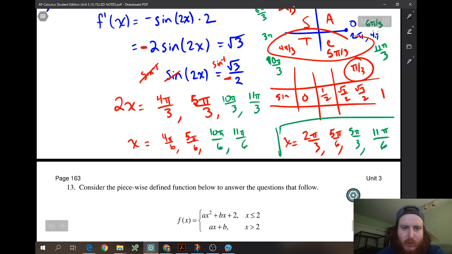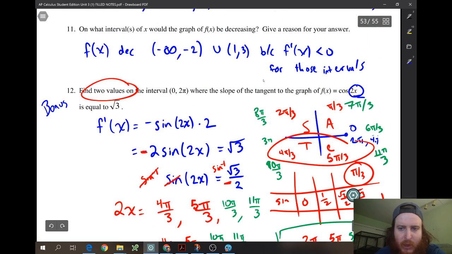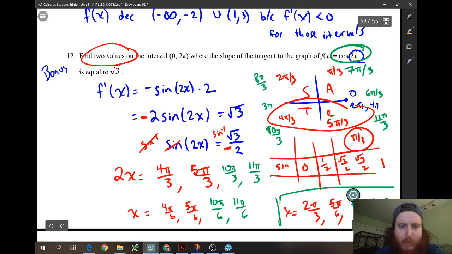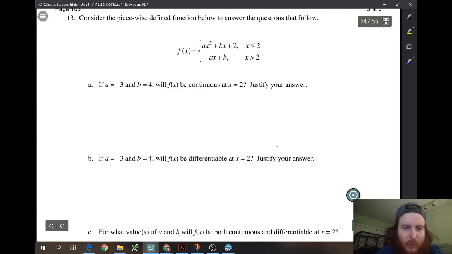So again, this one was very tricky. The main thing that I really need you guys to know how to do is to take the derivative of cosine of 2x. Okay, I'm probably not going to have you solve anything on our exam. Just be able to take the derivative of cosine of 2x. I might have you plug in, but I'm probably not going to have you solve and do it backwards.